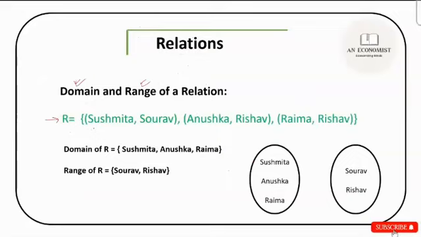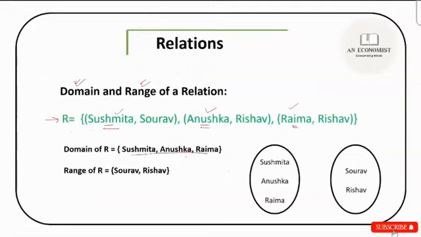R, then what will be the domain of R? We will say the domain of R will be the first elements that are written in the relationship, right? So the domain will be Shushmita, Anushka and Raima. So these three elements will be there in the domain.